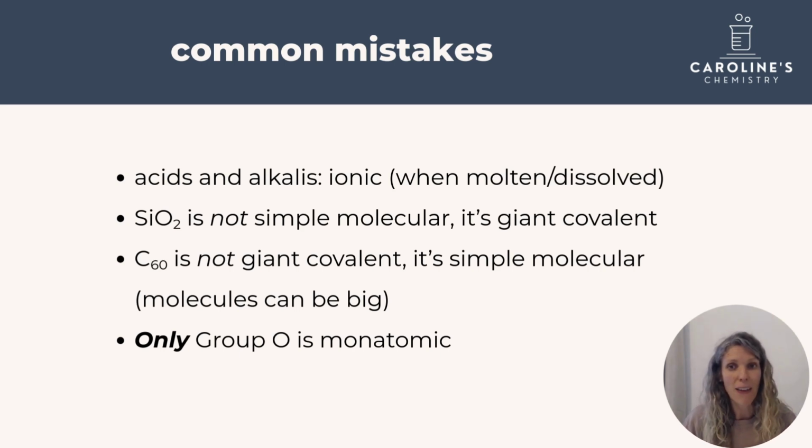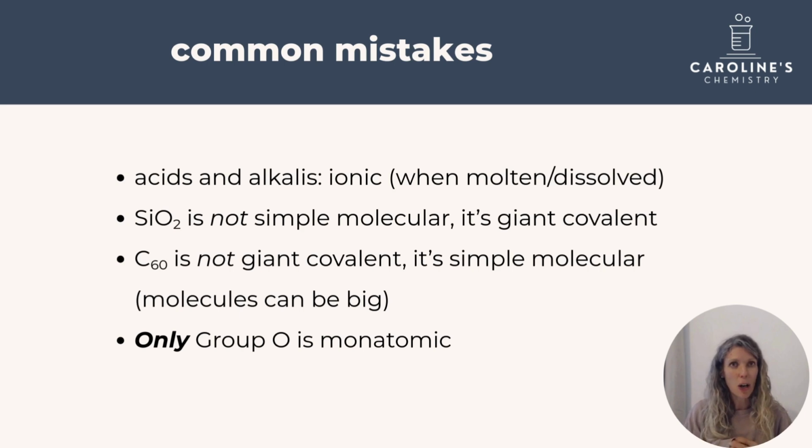So for example, we have acids and alkalis. Now acids and alkalis we would consider ionic. Some examples there might be sulfuric acid, H2SO4, hydrochloric acid, HCl, sodium hydroxide, NaOH. Now, I will caveat, and this is kind of like top level GCSE / A level a little bit, the acids and alkalis are ionic when they are molten or dissolved. So when they're a liquid or when they are dissolved in water. When they're solid, we actually consider them more simple molecular.